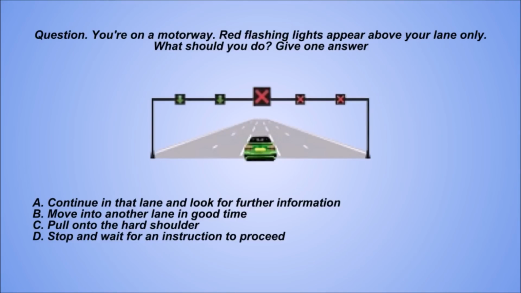Question: you're on a motorway. Red flashing lights appear above your lane only. What should you do? Give one answer. A. Continue in that lane and look for further information. B. Move into another lane in good time. C. Pull onto the hard shoulder. D. Stop and wait for an instruction to proceed.